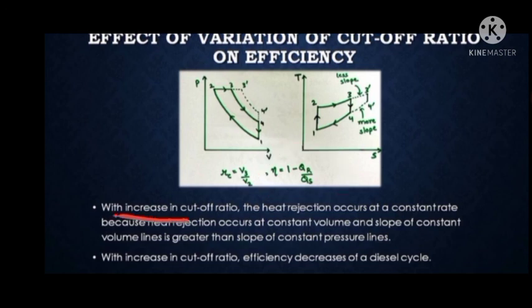So the final answer is: with increase in cutoff ratio, the heat rejection occurs at a faster rate, because heat rejection occurs at constant volume and the slope of the constant volume line is greater than the slope of the constant pressure line. So with the increase in cutoff ratio, efficiency will decrease for a diesel cycle because the heat rejection occurs at a faster rate.